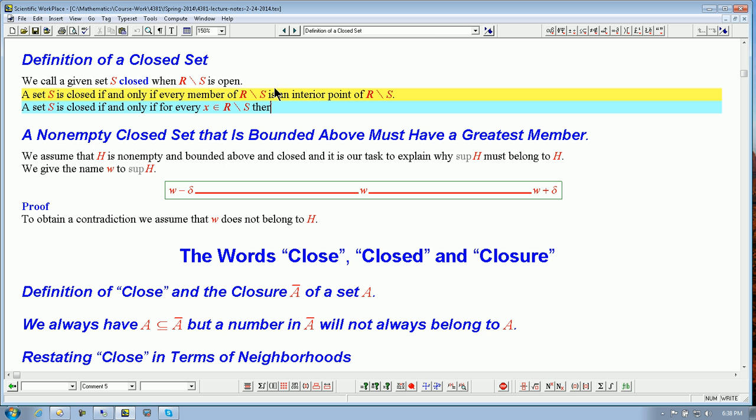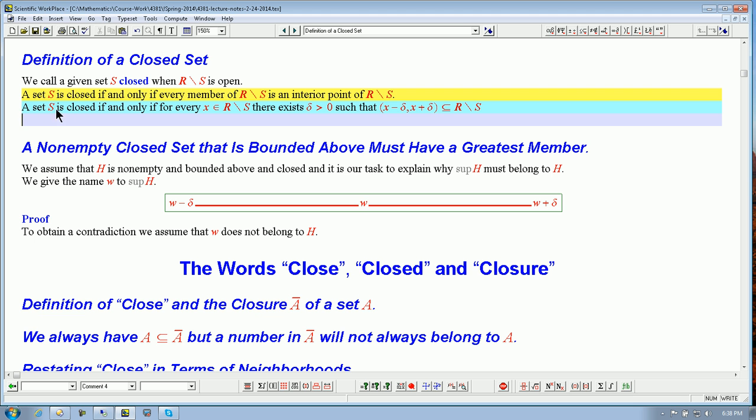There exists delta, positive, such that the stick, center x, radius delta, is included in complement S. There's another way of saying it. I've got another color left, so let's say it again. A set S is closed if and only if for every x in complement S, there exists delta greater than 0 such that, I'll copy that far, and I'm going to write this one more time.